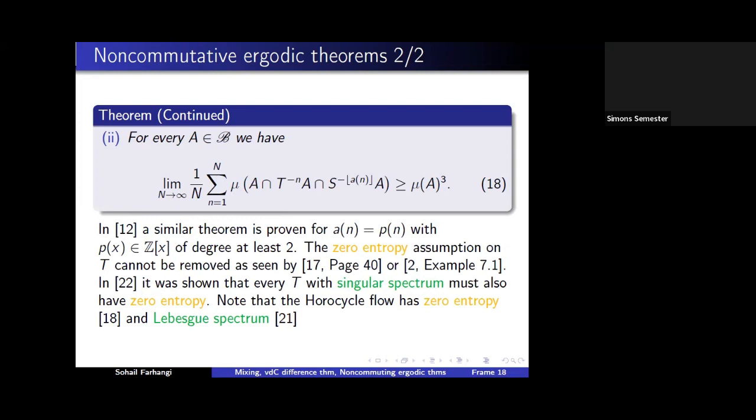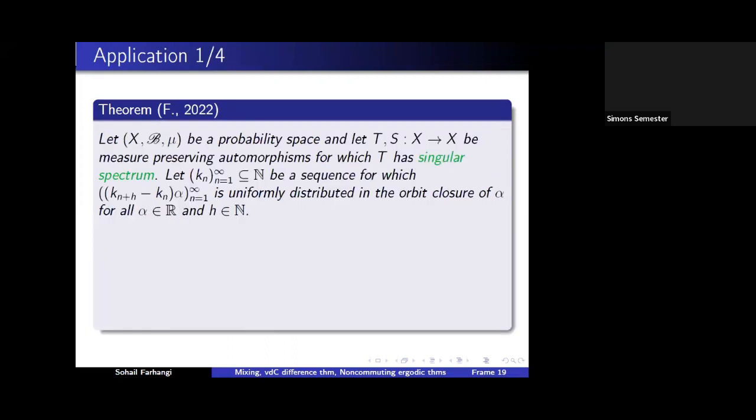So now I'm finally ready to tell you the first of my applications, which is related to this theorem of Frantzikinakis as well as Frantzikinakis and Host. So I have almost the same setup. I start with a probability space, and we take 2 measure-preserving automorphisms, and now I assume that my T has singular spectrum rather than 0 entropy. So this part is less general.